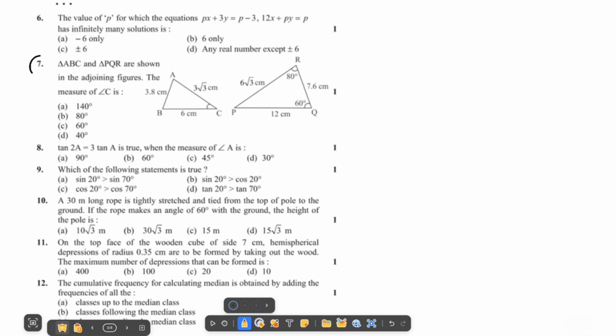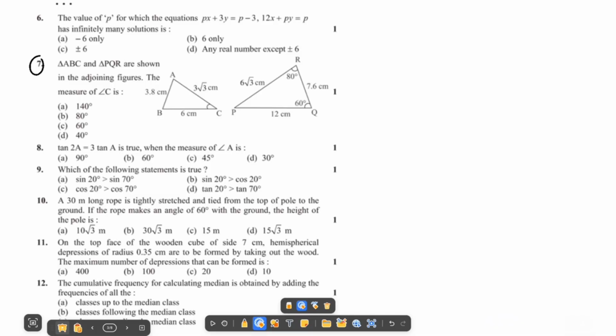Next, the seventh question. What is the seventh question? Triangle ABC and triangle PQR are shown here. So here you can see the triangle ABC, and here triangle PQR. It is given AB is 3.8, BC is 6, AC is 3 root 3, and PR is 6 root 3, PQ is 12, RQ is 7.6, angle at R is 80, angle at Q is 60. We have to find angle C.